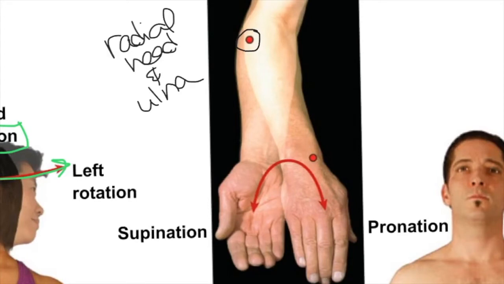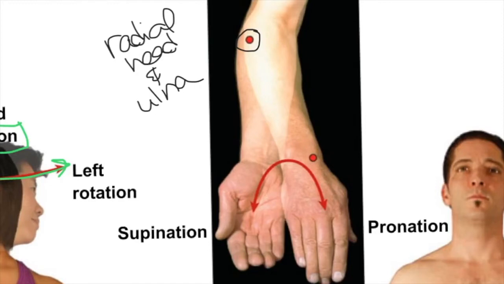Remember what that radial head looks like? It looks like a little disc at the top of the bone. And so it can pivot like this, right? It pivots. And so when you are moving your hand into the anatomical position, that's called supination. When you're putting the palm of your hand towards the back, that's called pronation.